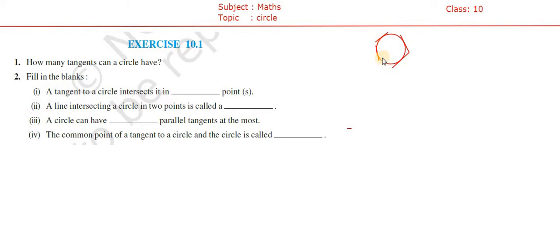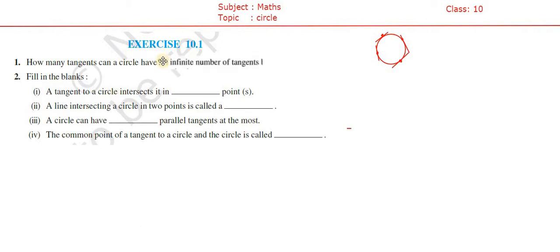A tangent is a line which touches the circle at a single point, like this. It will touch the circle at only one point, here at this point. At a single point it will touch. So like this, how many can we draw? We can draw infinitely many tangents. So the answer for this is an infinite number of tangents.